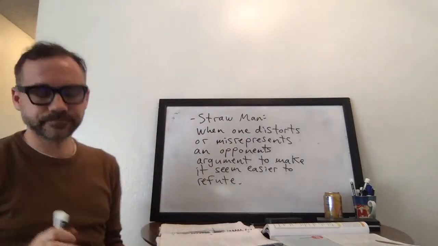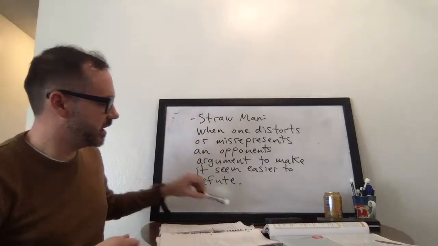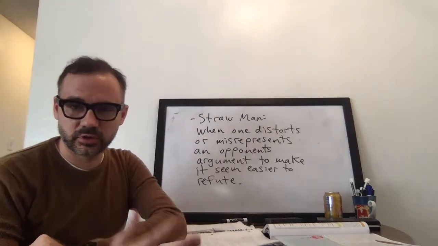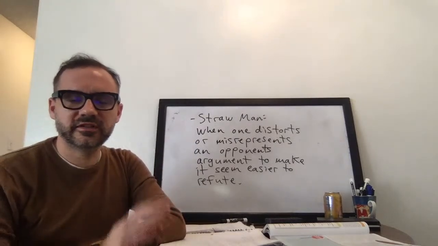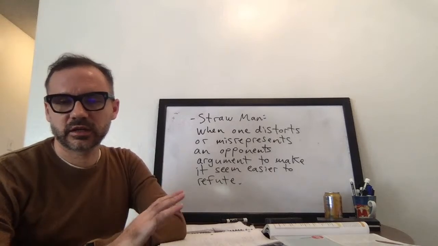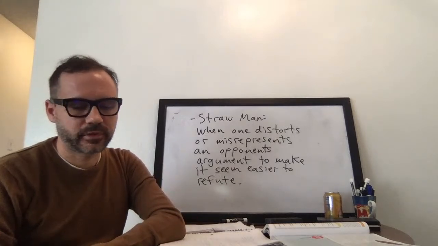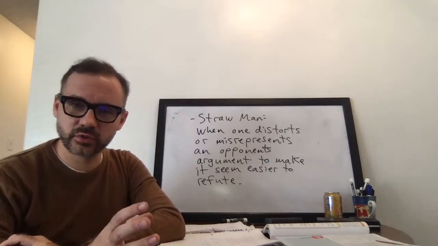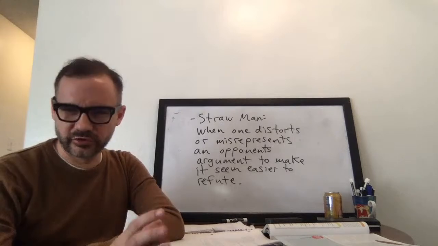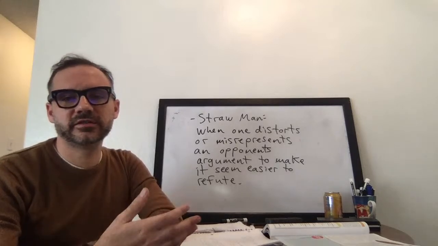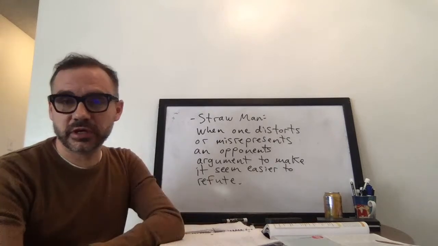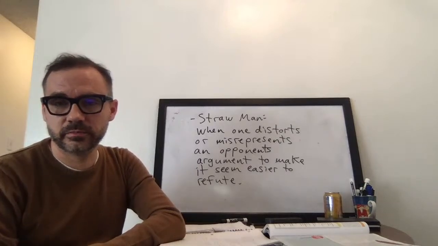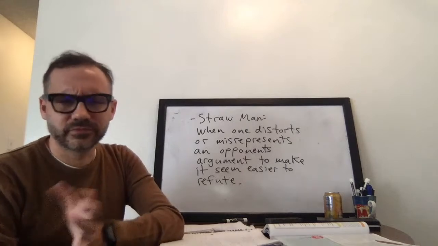Okay, straw man. So the straw man fallacy happens when you take your opponent's actual argument and you restate it in a way that completely oversimplifies it or makes it sound more radical than it really is. So you take their actual argument, you make it sound worse than what it is, and then you respond to this exaggerated version of it so that it sounds like it's way easier to discredit or to rebut.